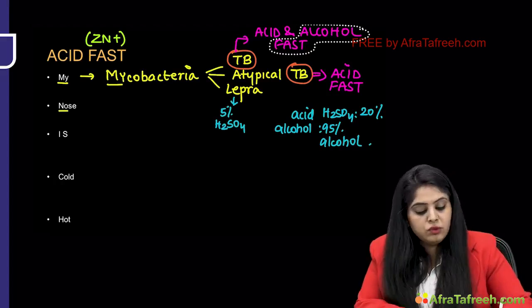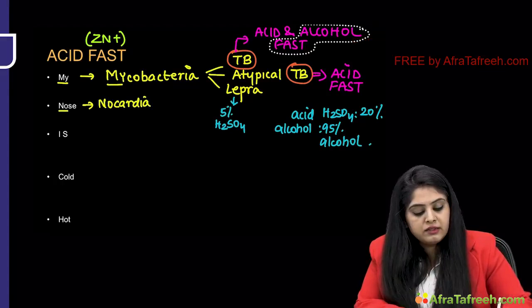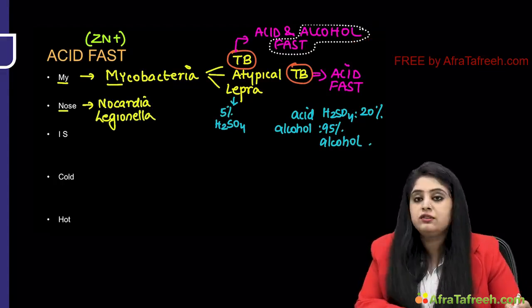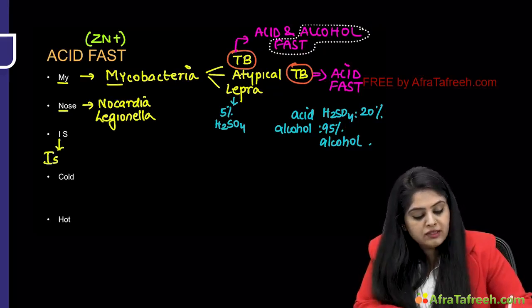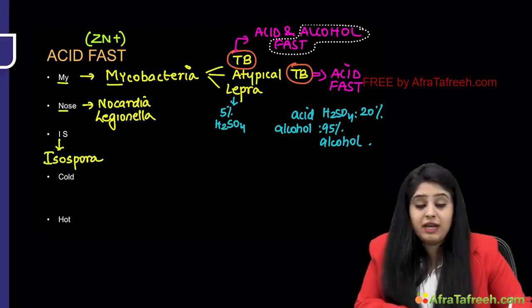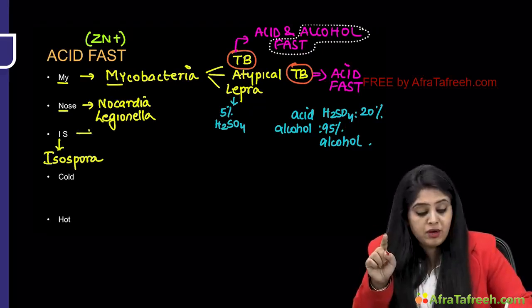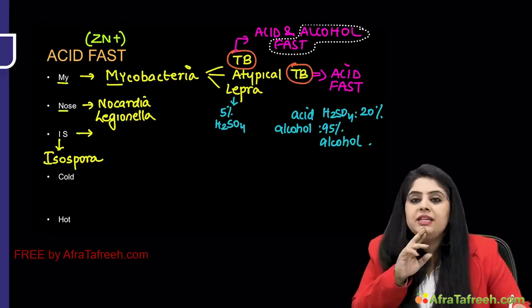So my nose. NO is going to be Nocardia and Legionella. Nocardia is NO, and along with that I want you to learn Legionella. Okay, what is with I? Now I stands for Isospora. I'm not talking about the next S, I'm going to come to it in a while. But which family is Isospora?